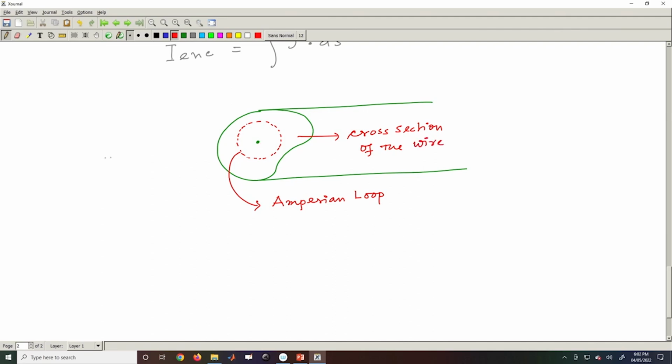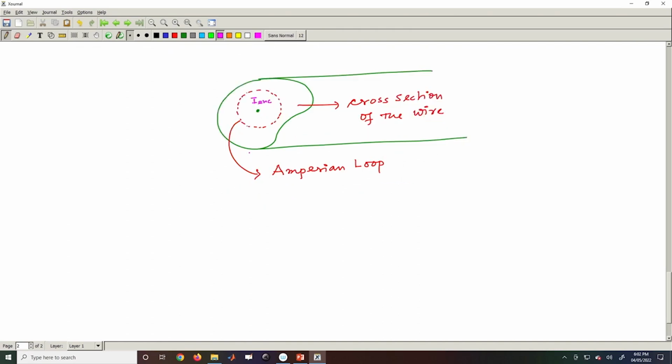And the current that is flowing through is the amount of current that we call the I enclose. So, I should write it here, the I enclose, as this one. So, current is flowing here. So, this amount is I enclose, which is here in this cross section, in this circular region inside the Amperian loop, whatever the current is flowing, that is I enclose.